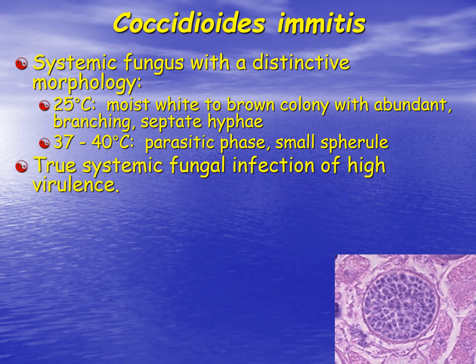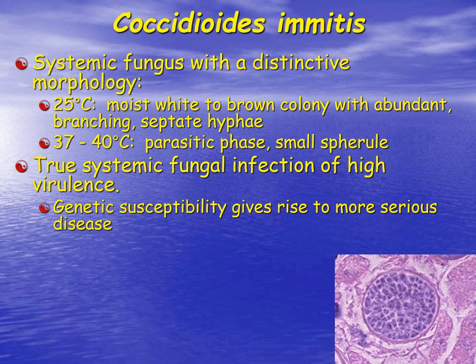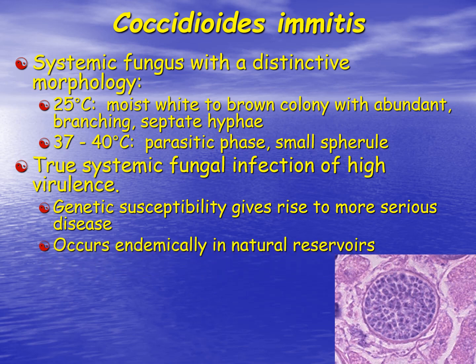They typically will form small spherules of these yeast bodies, and this can infect several different tissues, including the respiratory tract, but this can actually cause a meningitis as well. So this is a true systemic fungal infection of very high virulence. Genetic susceptibility in individuals give rise to more serious diseases. It occurs endemically in natural reservoirs, and we're not really sure what the natural reservoirs are.